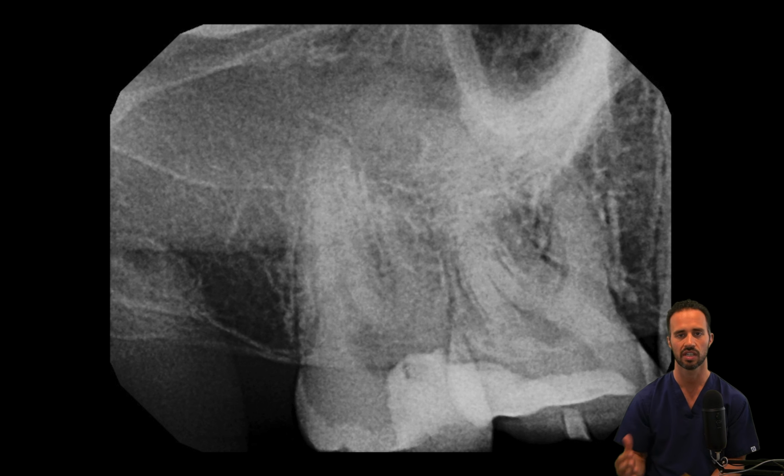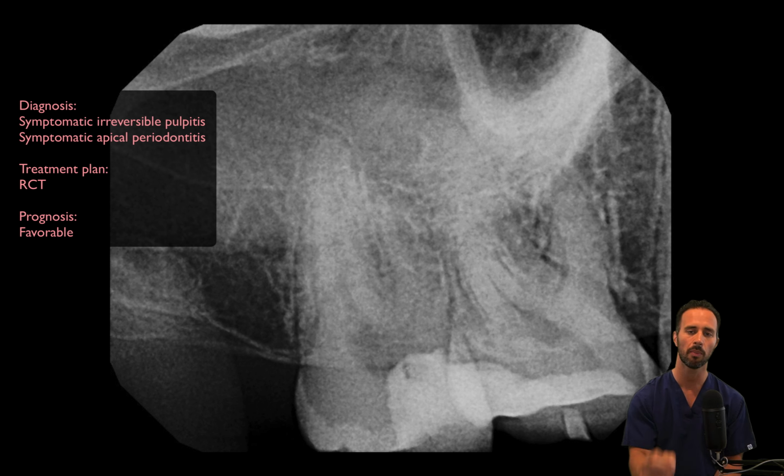So just to summarize here, the diagnosis for this case is going to be, remember, lingering pain to cold, as well as pain to percussion this patient had. So the diagnosis is symptomatic irreversible pulpitis with symptomatic apical periodontitis. We have a favorable prognosis and clearly we're performing non-surgical root canal treatment. All right, so let's get started on this patient.